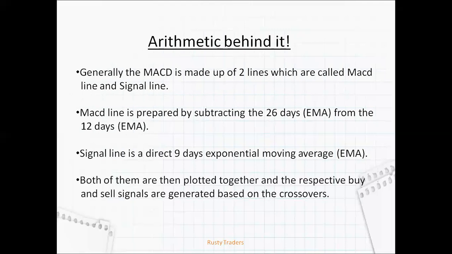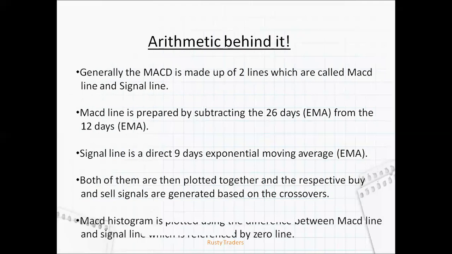Both of them are then plotted together on the charts and respective buy and sell signals are generated based on the crossovers, rather the direction of the crossovers. The MACD histogram is very important and is plotted using the difference between the MACD line and signal line, which is referenced by the zero line. Let us understand this with a proper chart.